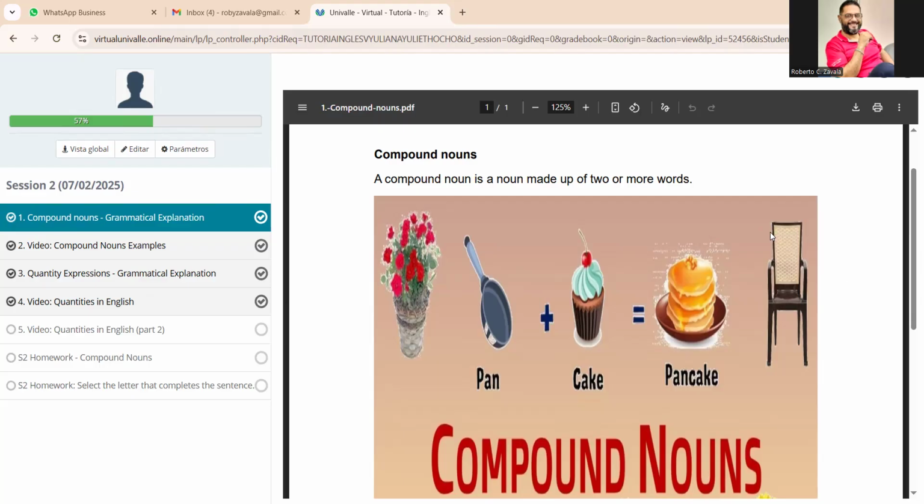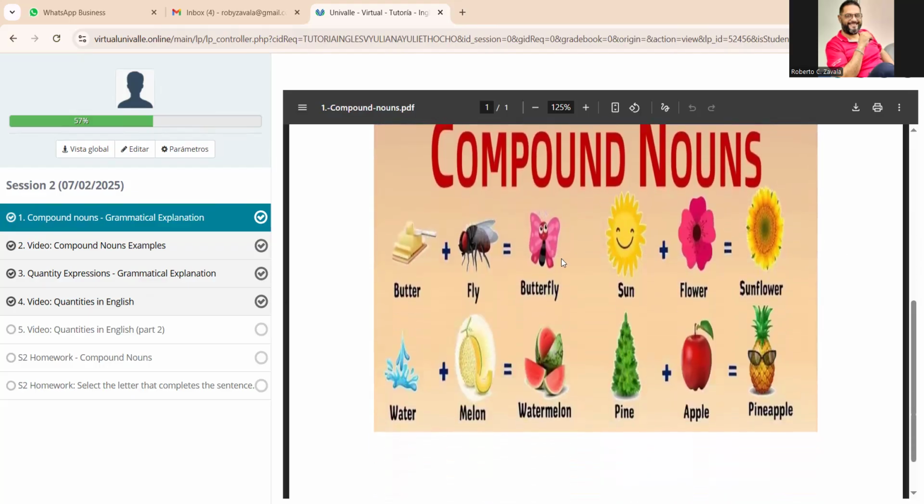So let's take a look at what we have here. Compound nouns. We have butter plus fly equals butterfly. Sun plus flower equals sunflower. Water plus melon equals watermelon. Pine plus apple equals pineapple. So those are compound nouns. We put together two words, completely different, and it becomes one new word. Are there any questions?